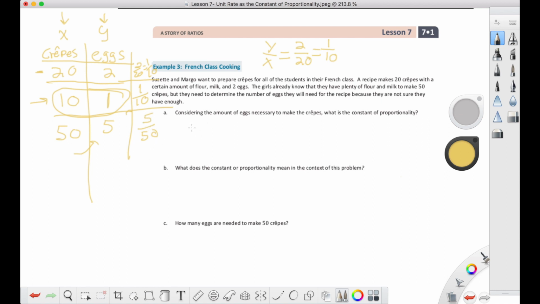So how many eggs do we need to make 50 crepes? 5. Considering the amount of eggs necessary to make the crepes, what is the constant of proportionality? The constant of proportionality is 1/10. So we need 1/10 the number of eggs for crepes. So if you take 20 and you multiply it by 1/10, you get 2. What does the constant of proportionality mean in the context of this problem? It means that 1 egg makes 10 crepes.